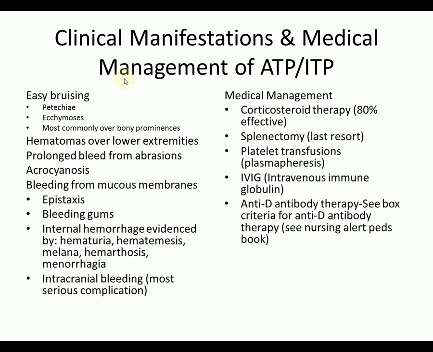You will notice that the clinical manifestations: easy bruising, you'll have petechiae, ecchymosis, most commonly over bony prominences, hematomas over lower extremities, prolonged bleeding from adhesions, acrocyanosis, bleeding from mucous membranes. You have epistaxis, bleeding gums, internal hemorrhages evidenced by hematuria, hematemesis, melena, hemarthrosis, or menorrhagia. Intracranial bleeding is your most serious complication.